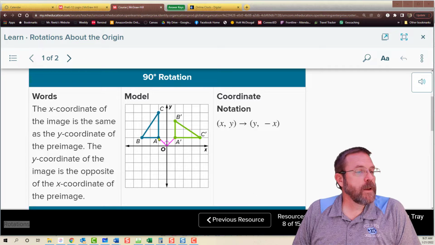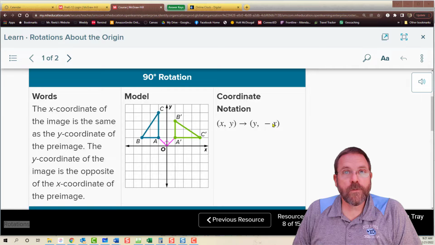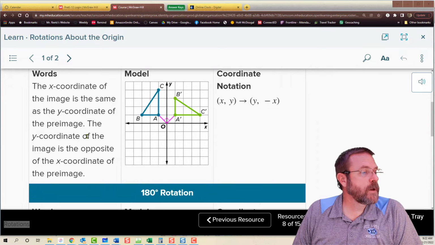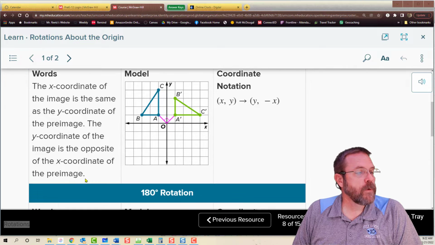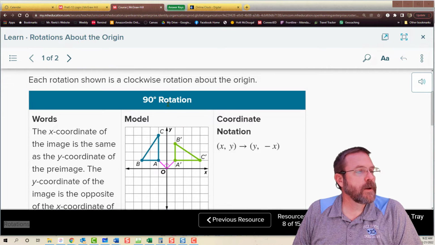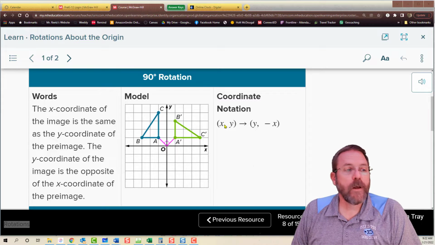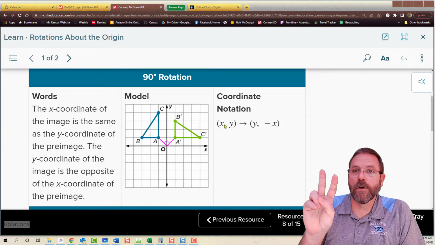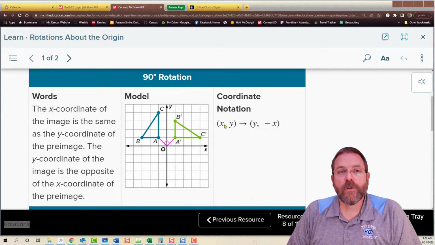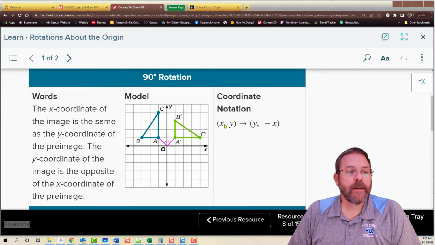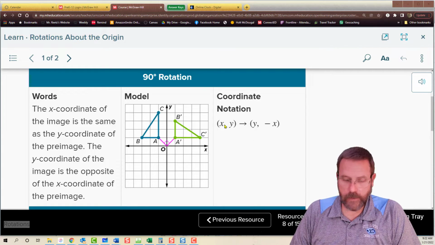So you can see at point A, all that they did is they reversed the order of the values so that x became y and y became x, and they gave it a negative. And this is when you're rotating 90 degrees clockwise around the origin. So for a 90 degree clockwise rotation, you take your points, you flip them, and then what was your x value is now your y value. You're going to make that end up being a negative.